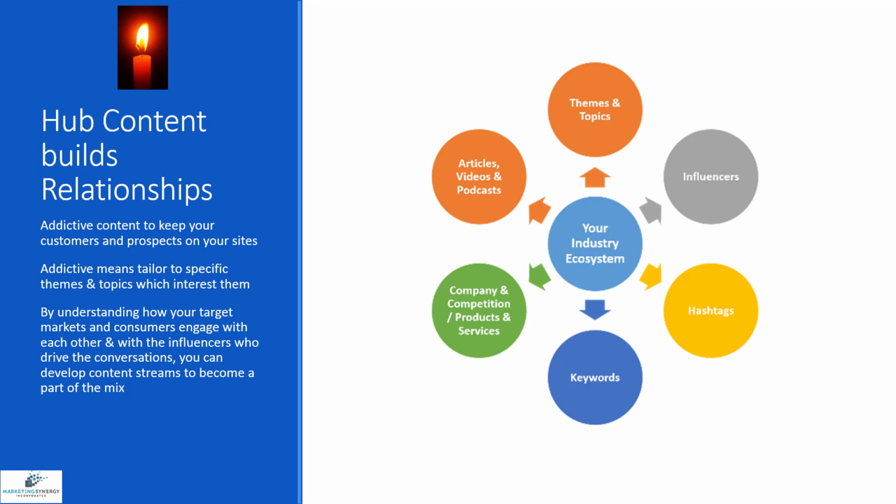So you need to think about your industry ecosystem. People are out there talking about themes and topics of interest to them. They're doing them through the influencers, and they're using hashtags and keywords to link up with each other. And so you need to listen to your high value markets and identify what they're talking about, who they're talking to, and how they're linking up.